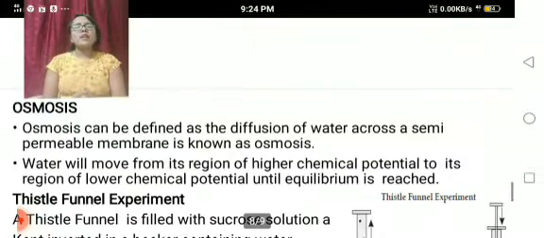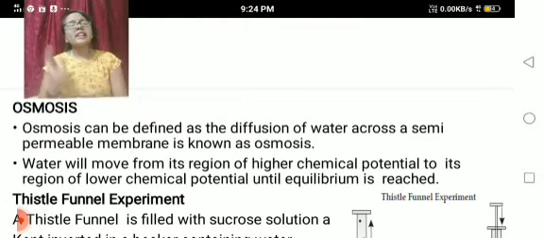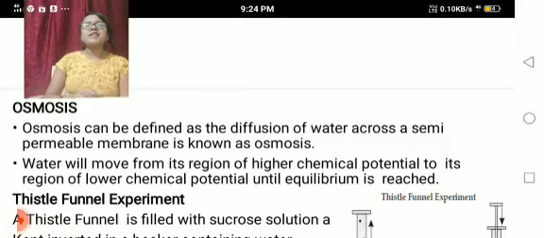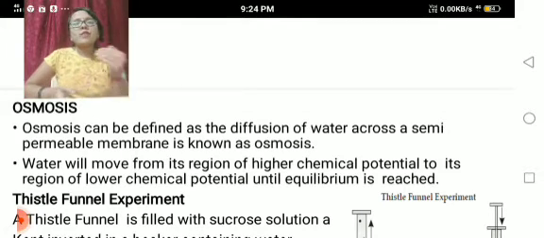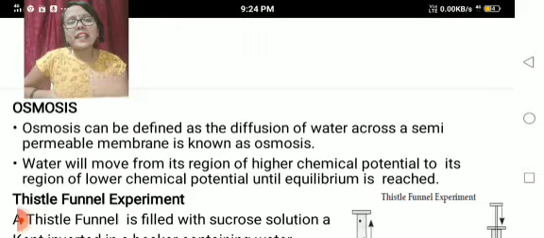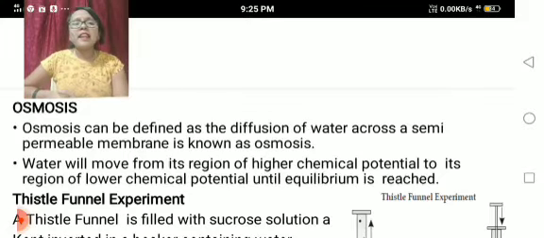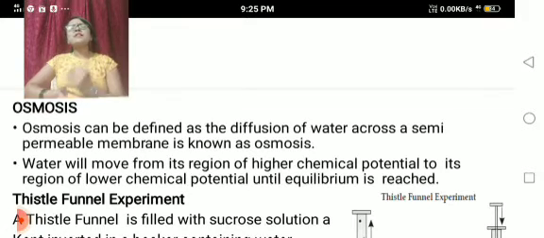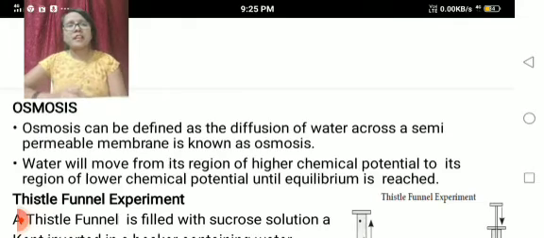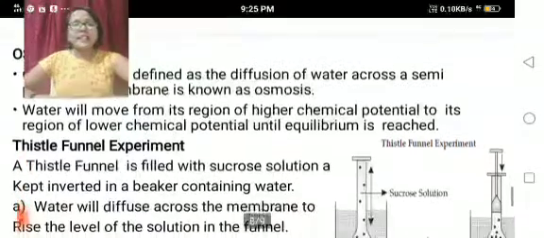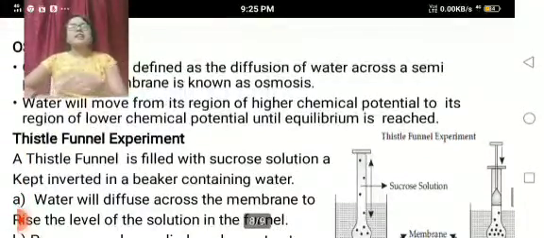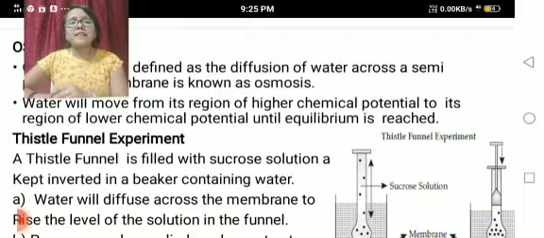Next, we shall move on to osmosis. I already told the definition of osmosis. It means the movement of water molecules from the region of higher concentration to the region of lower concentration across a membrane, which we call a semi-permeable membrane. Water will move from the region of higher chemical potential to the region of lower chemical potential until equilibrium is reached. First, we shall discuss the Thistle funnel experiment.